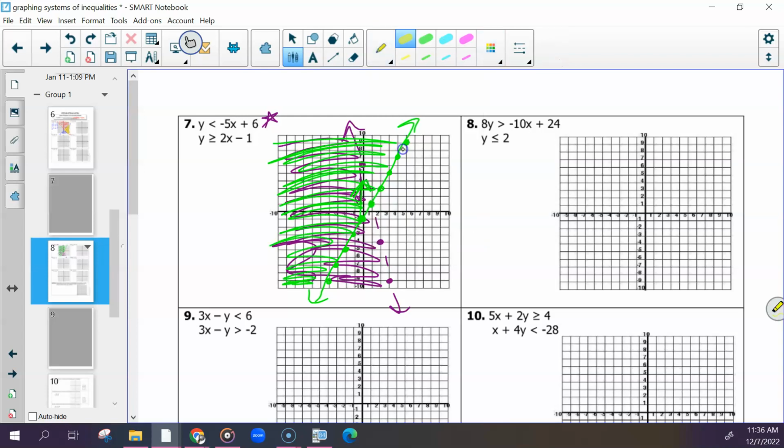So they basically overlap almost everywhere, but not entirely. Questions on that one?